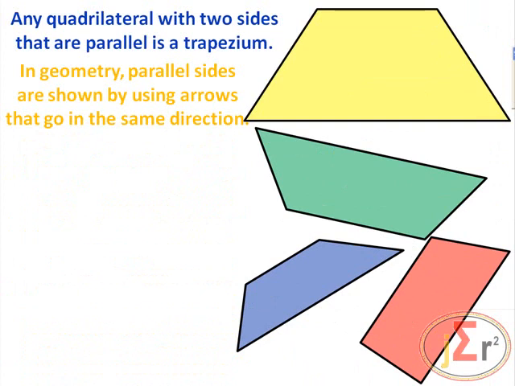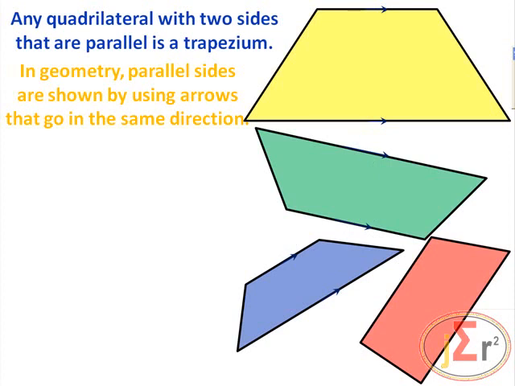In geometry, parallel sides are shown by using arrows that go in the same direction. So we can mark the parallel sides of each one of those figures because we can place arrows that go in the same direction. So those are the two parallel sides of the yellow one. For the green one, we have the two parallel sides shown right there. And for the blue, we also have the two parallel sides.